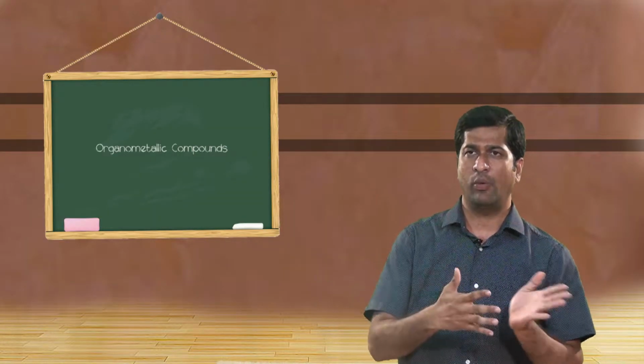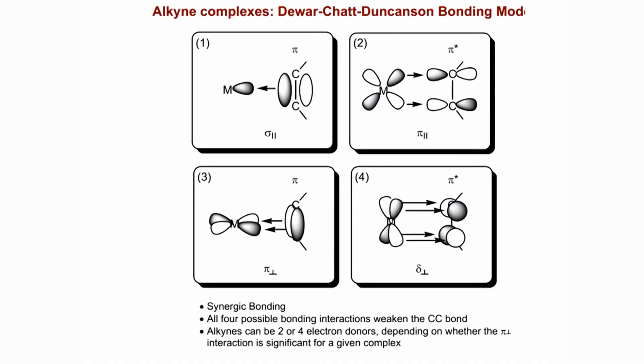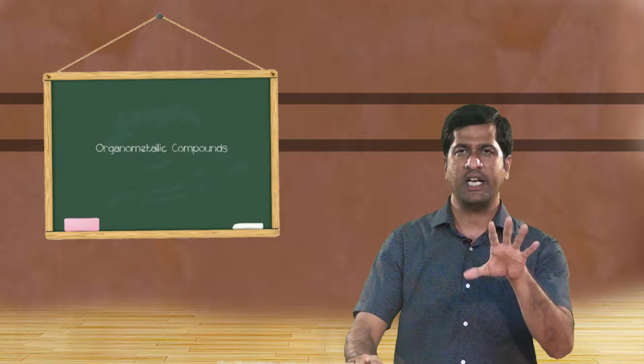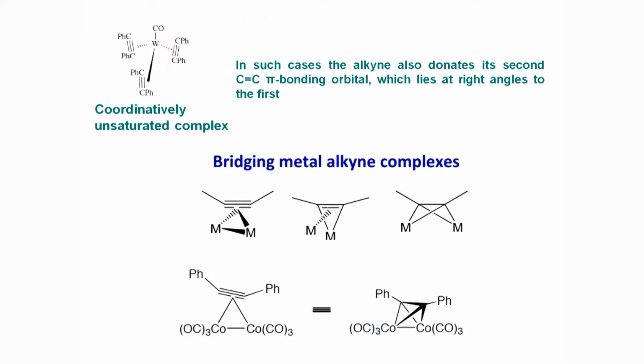Like olefin, the alkyne ligand also gives pi electrons towards the metal, and then later it uses more electron density from the metal. That's why the bond order reduces more effectively compared to olefin. These are some examples of metal alkyne complexes. Now we will move on to allyl complexes.